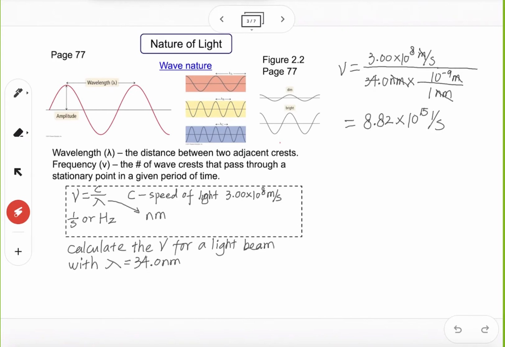One thing I want to mention here is this picture. This picture shows us the difference between the dim light and bright light. We are talking about the same lights, okay, because they have the same frequency. Both examples here have two crests. Okay, and so that means they have the same wavelength and same frequency. But what's the difference between the dim light and bright light? It's about the intensity, which is the amplitude. Okay, so for dim light, the amplitude is much smaller than the amplitude of bright light.